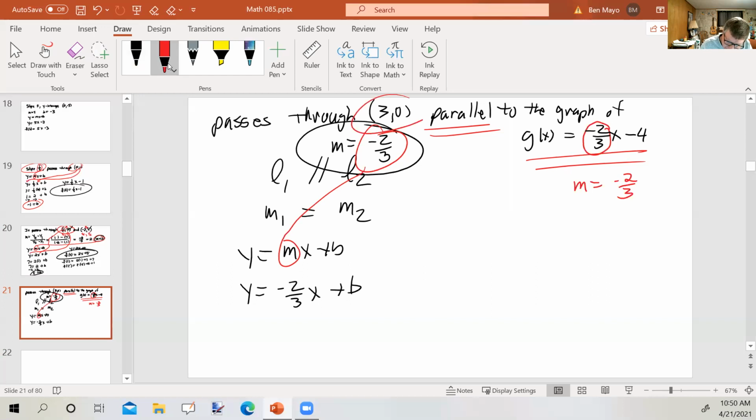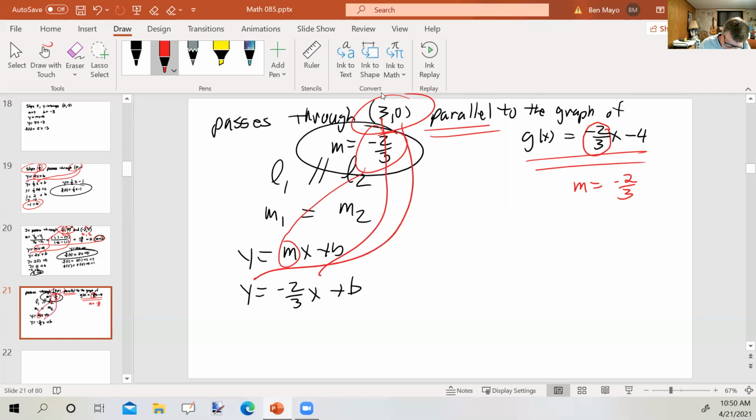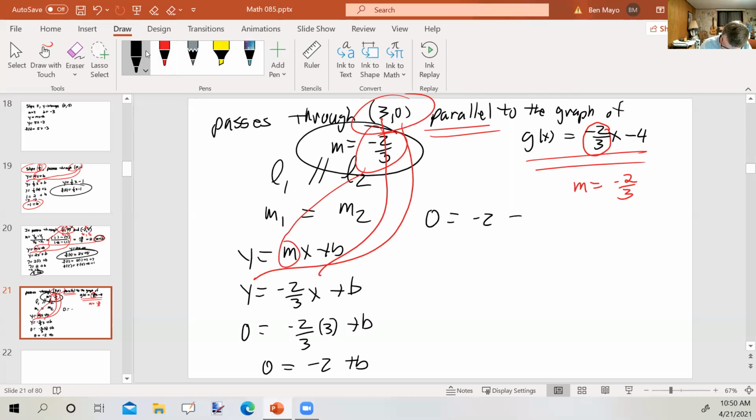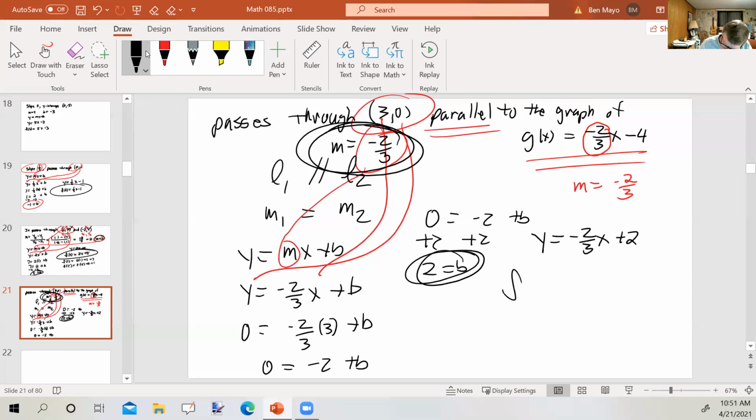I have an ordered pair that's on that new line. So x is 3 and y is 0. So 0 equals negative 2/3 times 3 plus b. 0 equals negative 2 plus b. We'll add 2 to both sides, and b equals 2. So I know the slope and the y-intercept. So y equals negative 2/3 x plus 2. Using function notation, f of x equals negative 2/3 x plus 2.